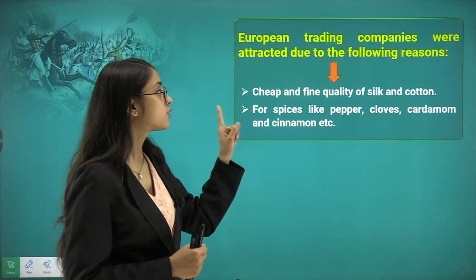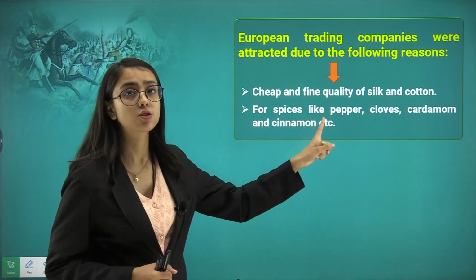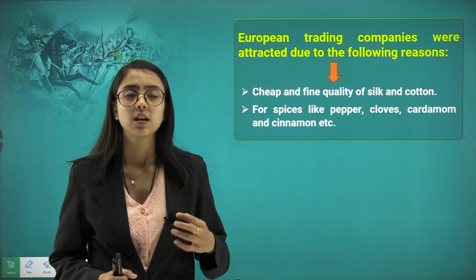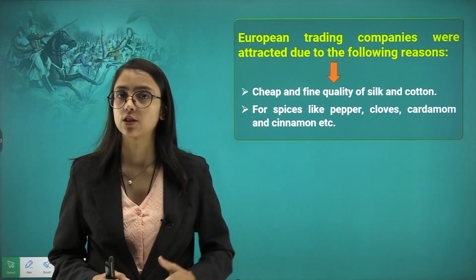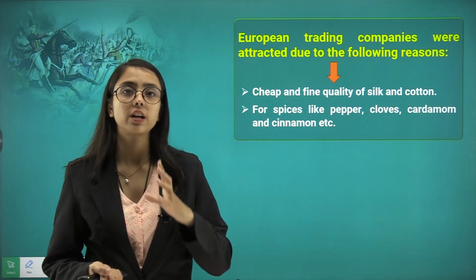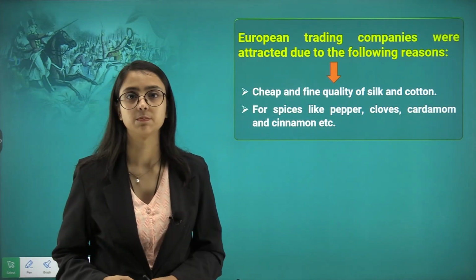Apart from that, there were spices like pepper. Pepper is known as the black gold. Then cloves, cardamom, cinnamon, etc. These spices became the central goods for trading companies to buy and sell.